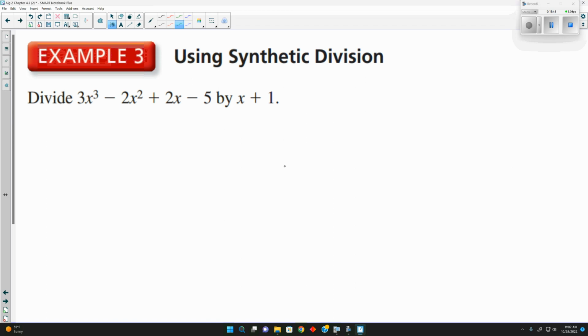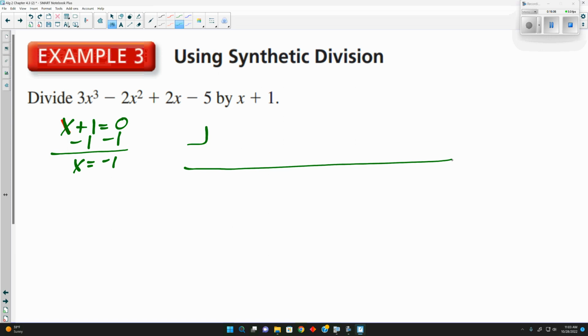Let's look at this one here. I have a feeling y'all have gotten the hang of this. So the first thing we're going to do is set x plus 1 equal to 0 and solve for x. So we would subtract 1 from both sides, telling us x is -1. So -1 goes in the cubbyhole. Across the top, we would have 3, -2, 2, and -5. And we bring down the 3.